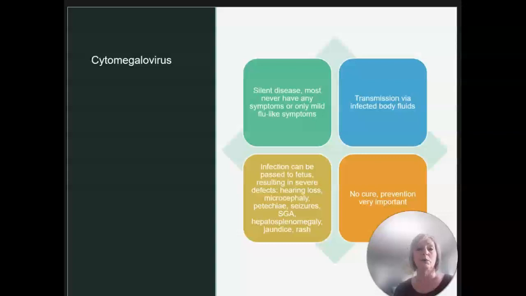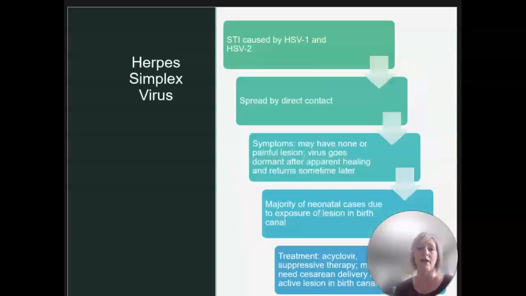But these babies can be born with hearing loss, microcephaly, which is usually underdeveloped brain tissue, seizures, small for gestational age, all of that kind of stuff. No cure. It's basically prevention. You can also have a titer drawn to see if you have had that. Most people have had it in their lifetime.